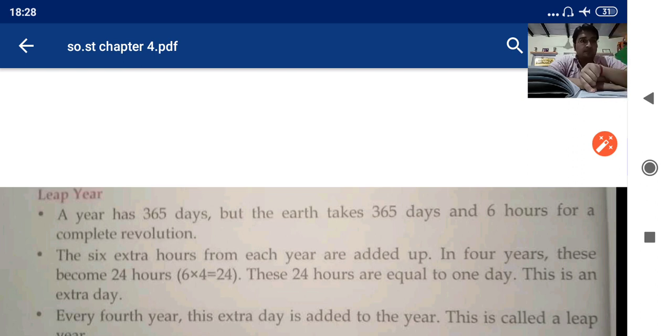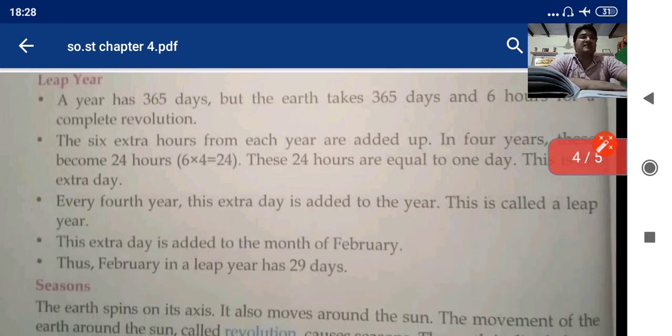year comes. This is an extra day. Every 4th year, this extra day is added to the year. This is called a leap year. This extra day is added to the month of February. Thus, February in a leap year has 29 days. Normally, February has 28 days. But at the time of a leap year, you will find that an extra day is added every 4th year. And in that year, we have February with 29 days, not 28 days.